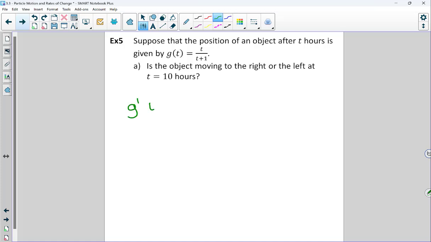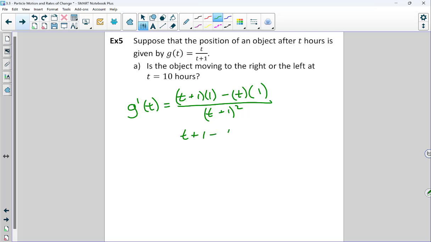So the derivative, low d high minus high d low, all over low squared. So that's going to be t plus 1 minus t on the top. So that's just going to be 1 over t plus 1 squared for the derivative, and I'm going to notice this is always positive.